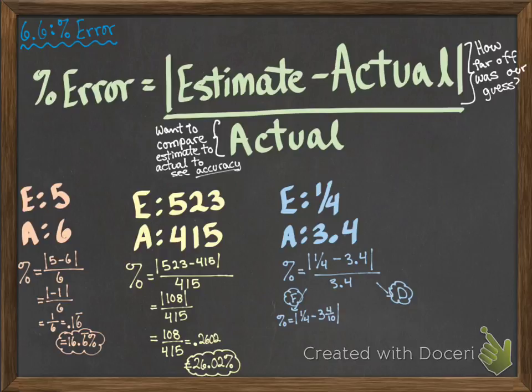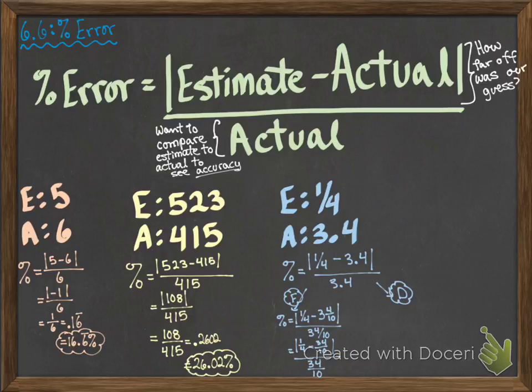So percent error equals 1/4, and now I know 3 and 4/10 is the same thing as 3.4, so 3.4 changes into 3 and 4 over 10. I'm not going to simplify right now. So I have the absolute value of 1/4 minus 3 and 4 over 10, over 3 and 4 over 10. So I need to get a common denominator. Okay, sorry, that was the step that I just narrated.